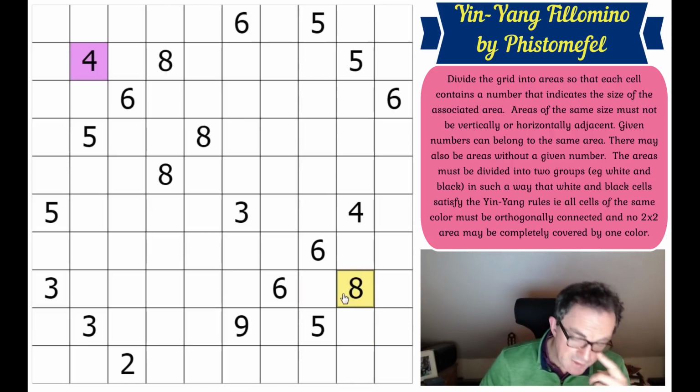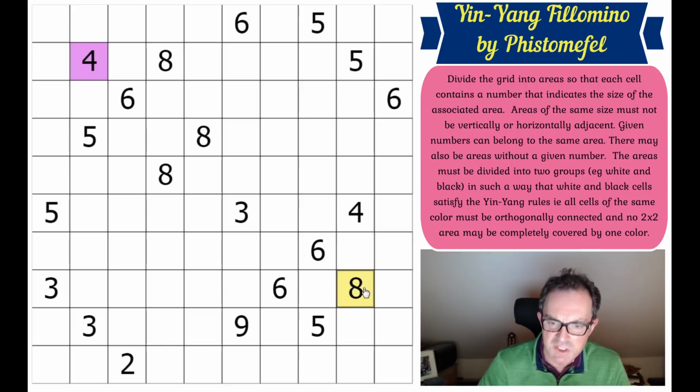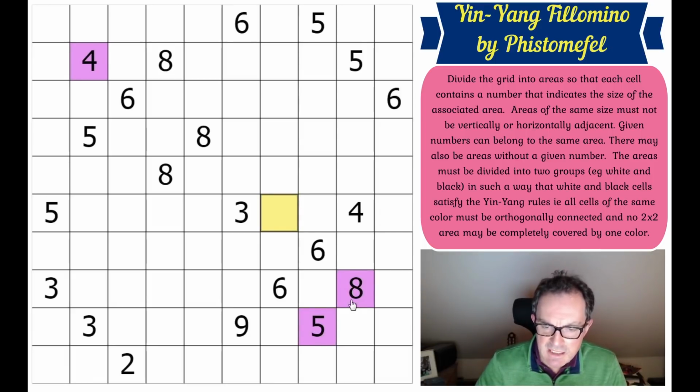So, if we can prove that 8 and 5 can't be the same colour, then we're there. Because we know then that there must be, in this region, a change of colour on the perimeter. So is it possible for this 8 and 5 to be the same colour? Well, it's not. It's just not. There's no way of doing that without creating a 2x2.